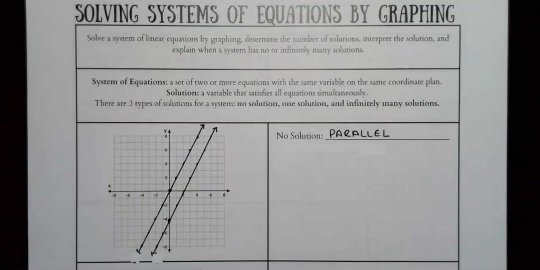So in this section, we are not only going to graph them, we're going to determine the number of solutions that they have. We're going to interpret their solution, and we should be able to explain when we have a system with no or infinitely many solutions.